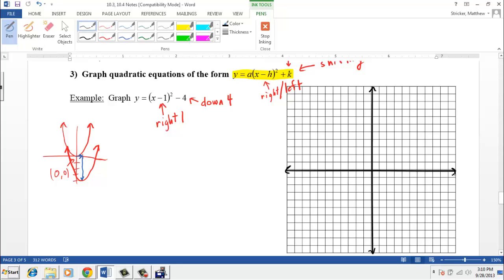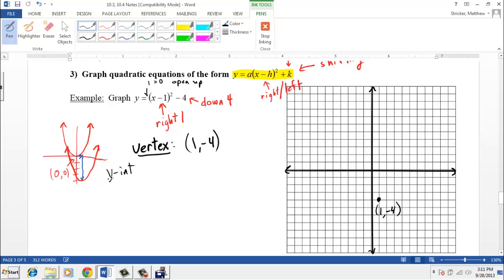Okay, so if we start from 0, then our vertex is going to be right 1, down 4. That means the vertex is at 1, -4. The vertex is at 1, -4. Still, because this is 1 in front, that's just greater than 0, this is going to open up.